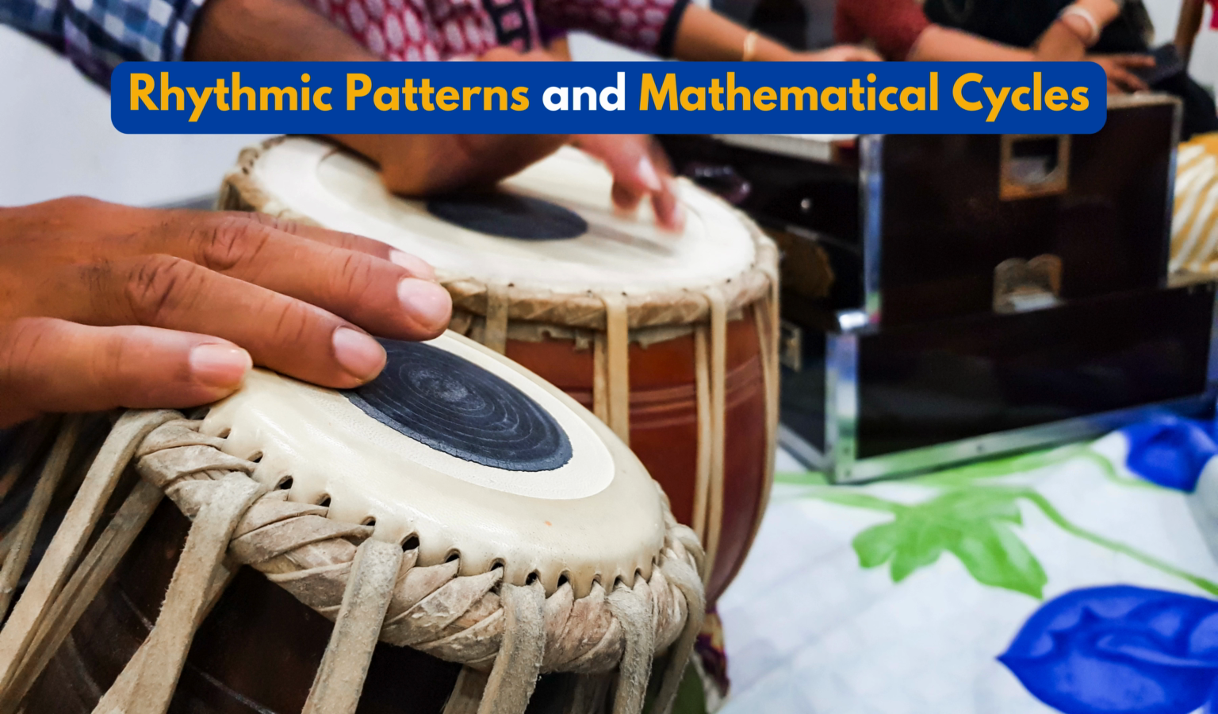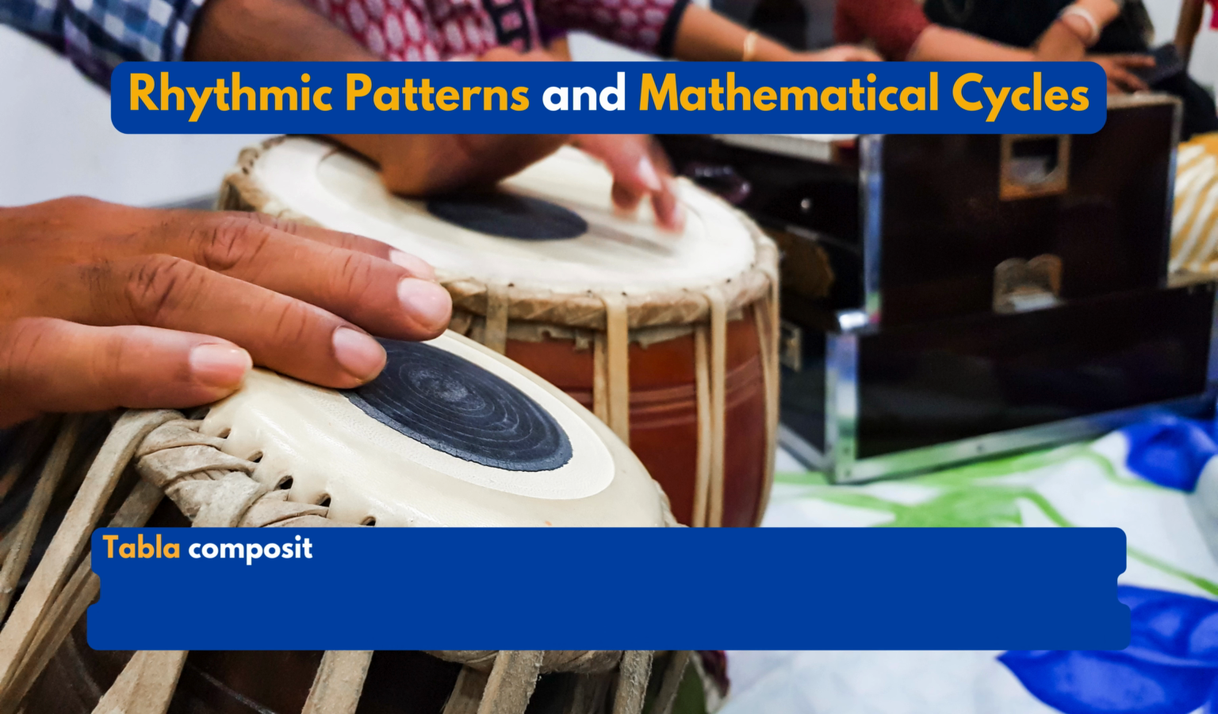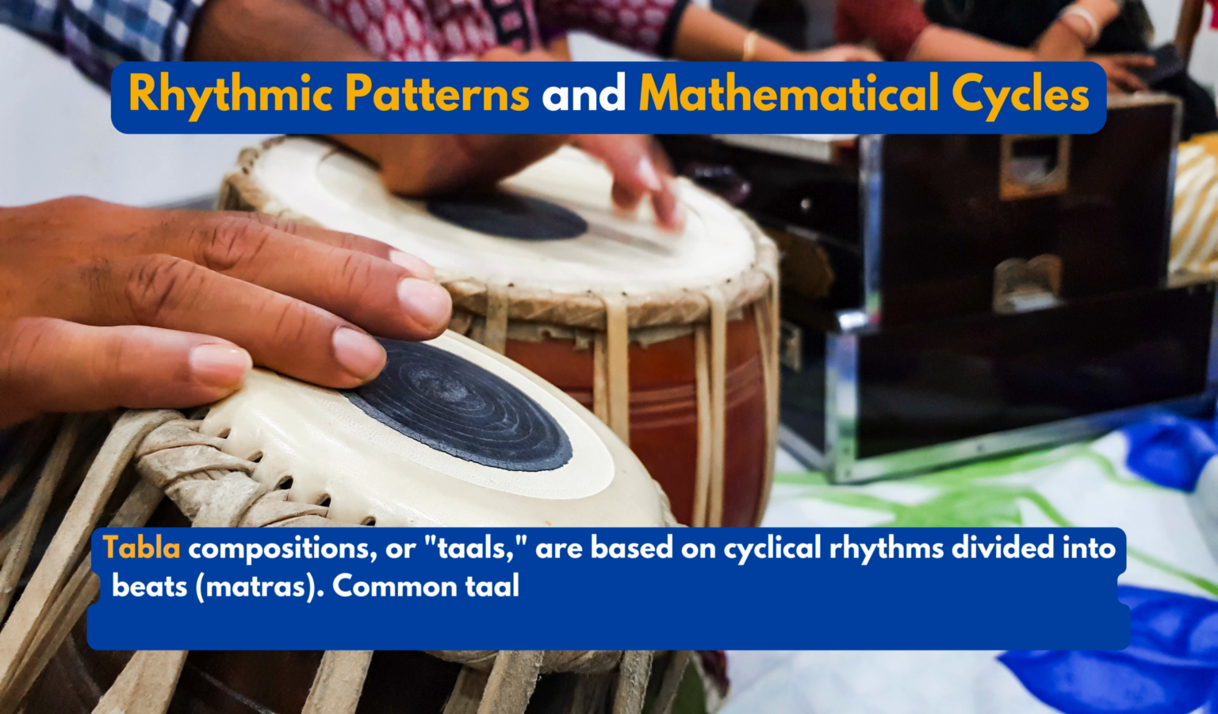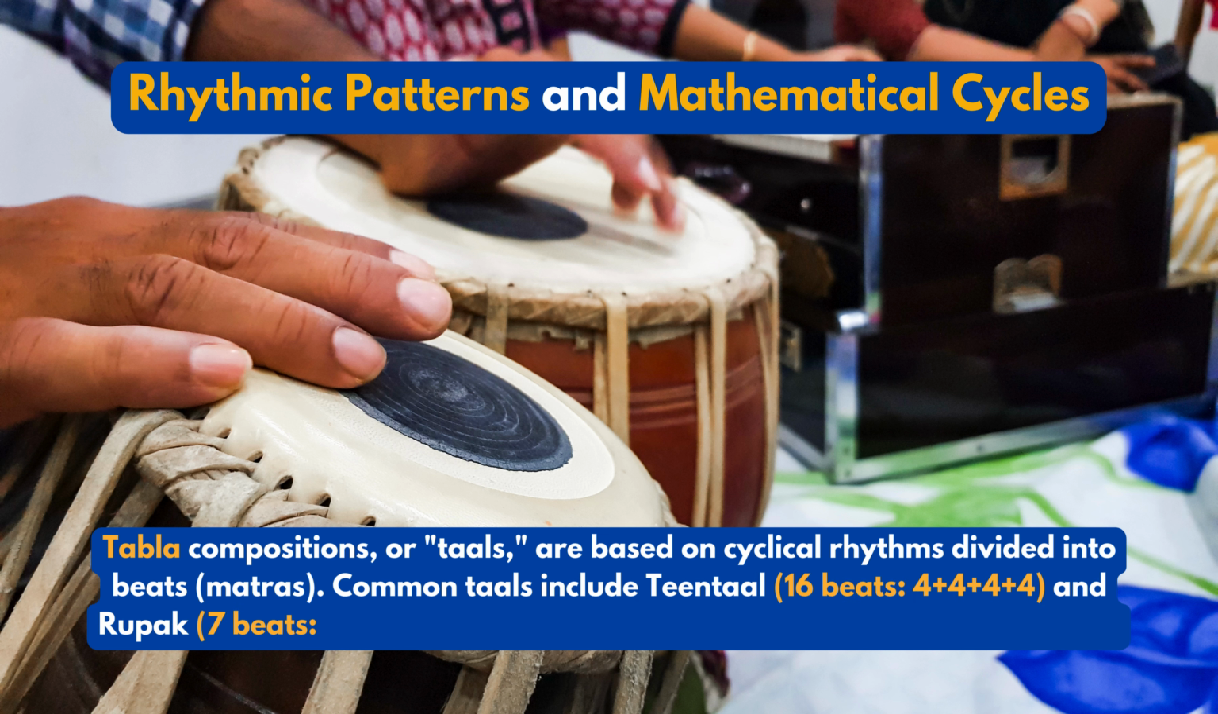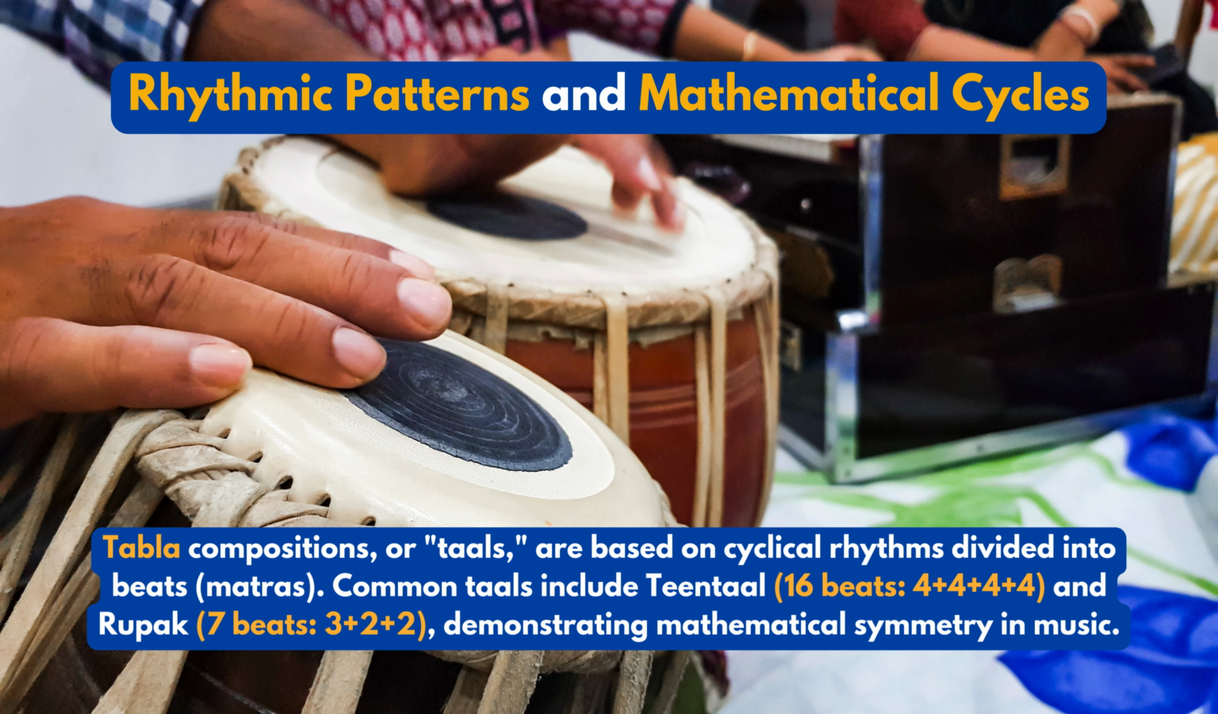Rhythmic patterns in mathematical cycles. Tabla compositions, or Taals, are based on cyclical rhythms divided into beats, matras. Common Taals include Teen Taal, 16 beats, 4+4+4+4, and Rupak, 7 beats, 3+2+2, demonstrating mathematical symmetry in music.